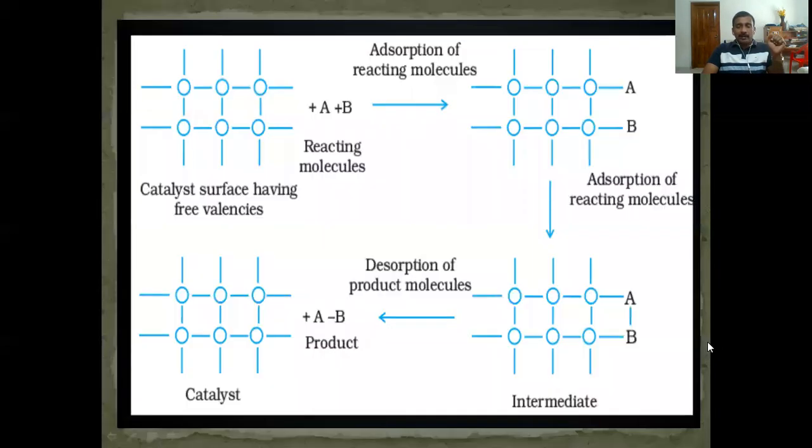A diagrammatic representation of this theory can be seen here. In the first step, the reactant molecules A and B are approaching the catalyst. It is adsorbed on the catalyst and the reaction takes place. Here, the reaction takes place, A and B form a bond, and the product AB is formed. Now the desorption of AB from the catalyst surface, that is separated.